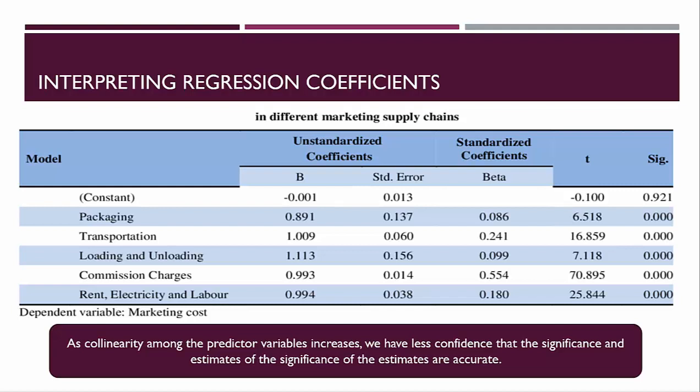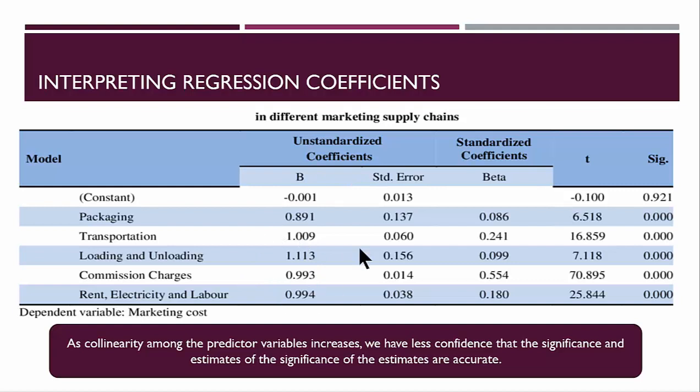Here we're predicting marketing cost, and we have our intercept, the constant, and we have our packaging, our transformation, our loading and unloading, commission charges, rent, electricity, and labor as our predictor variables. You can see that we have our unstandardized coefficients and we have our standardized coefficients. Now, I want us to assume that these variables were measured using different scales. So maybe some of these were 1 to 7, some of these might have been 1 to 100, and some of these, like rent, electricity, and labor, could actually be a dollar amount.